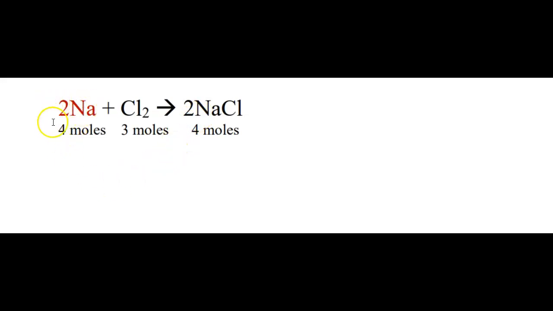In this case, that's sodium, and so you have 4 of these, and over here we realize that for every 2 of these, you produce 2 of these. So if you have 4 moles of these, you also get 4 moles of these. And that's how you use moles in stoichiometry.